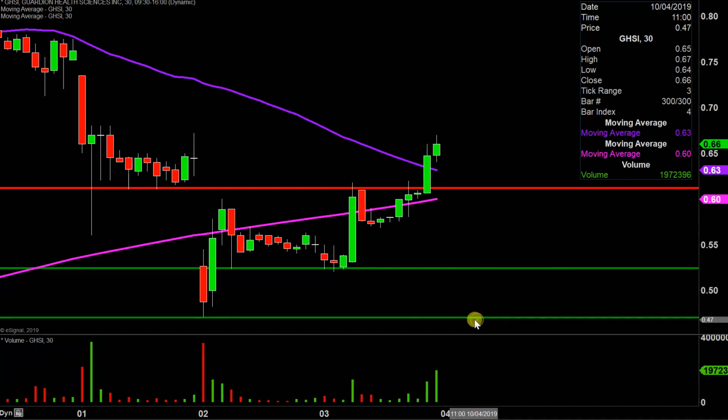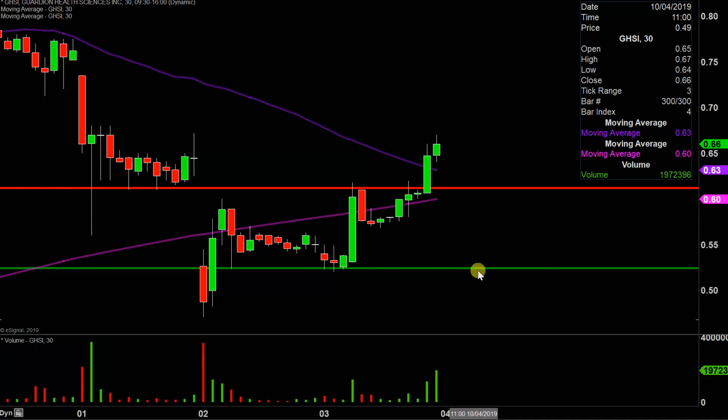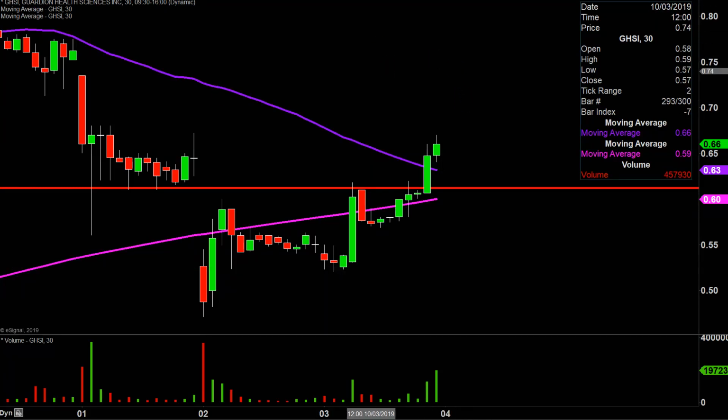But regardless, first thing I need to do is a little housecleaning, and I'm going to get rid of these lines. Sure, these levels still pertain to the chart. They're just not relevant right now. And from a presentation standpoint, I don't want to risk causing clutter and confusion because there are lines everywhere. So let's try to keep this as clear as possible.